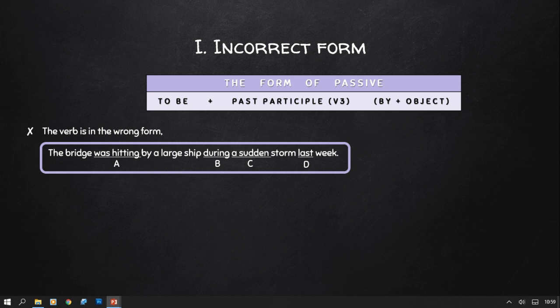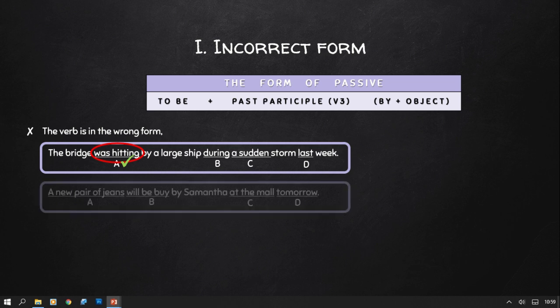You may notice that this sentence is a passive sentence by recognizing the by object here, by a large ship. Now, in this written expression, you need to focus on the underlined phrase or words because those are the wrong ones. So, if you recognize the by phrase, just go straight to the predicate. In this predicate, the form is was hitting. So you might notice that there is something wrong here because the verb is not a verb 3. Instead it uses the verb ing. So obviously this is the problematic one.